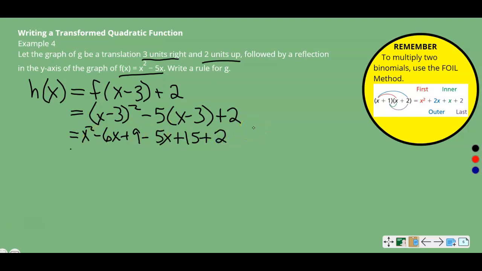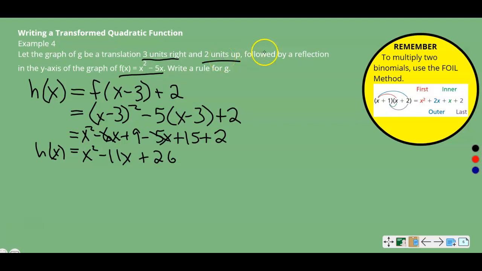All right, simplify further. We're going to bring down our x squared. We have negative 6 and negative 5, so we have negative 11x. And then we have 9 and 15 is 24, 25, 26. All right, so this we're calling h of x. And that is what f of x is if we translate it 3 units right and 2 units up.